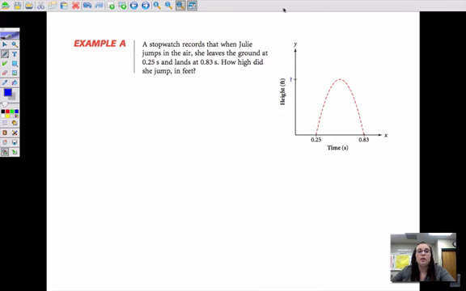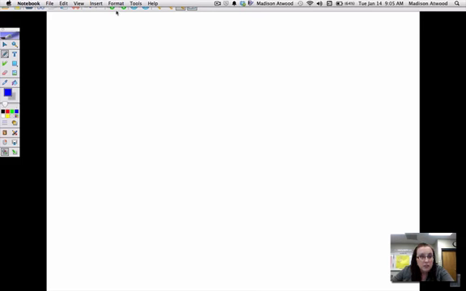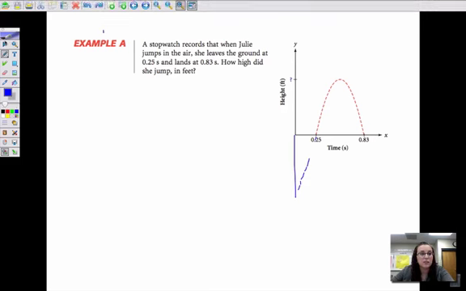In this example, this is about Julie. Julie jumps in the air. She leaves the ground at 0.25 seconds and lands at 0.83 seconds. We don't actually know the technical intercept because, as you can see, she doesn't leave the ground at time 0. Our intercept is actually going to be down here somewhere eventually. In this scenario, it's not realistic to think about that point because obviously you can't be at a negative height, but that intercept still exists.